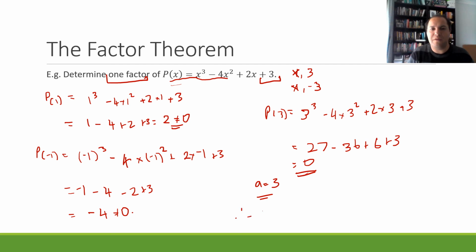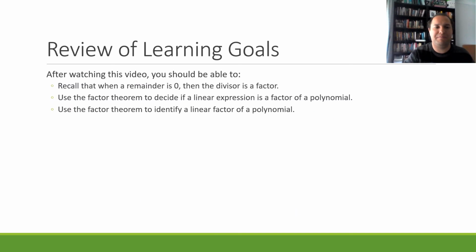So therefore, x minus 3, remember our formula is x minus a, is a factor, minus sign, so x minus 3 is a factor of p of x, because when we substitute in 3, it gives us that value of 0.